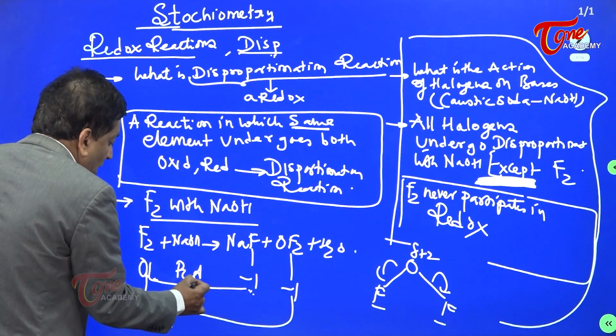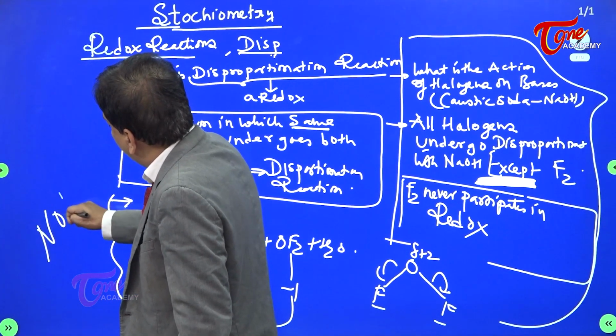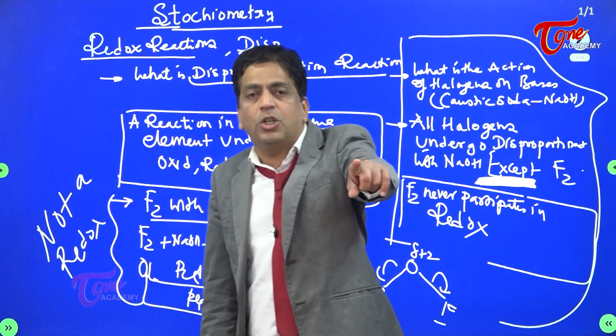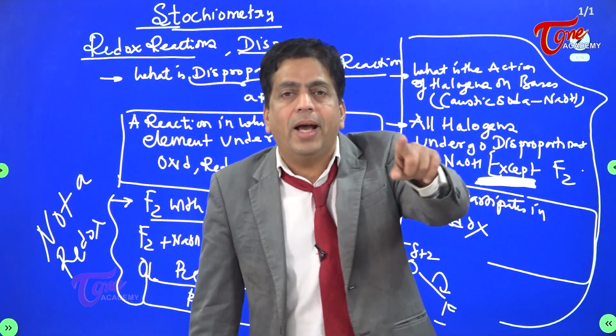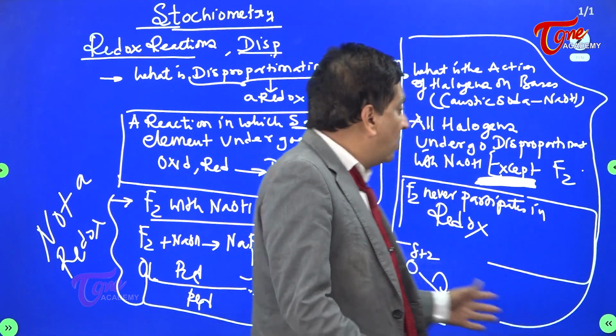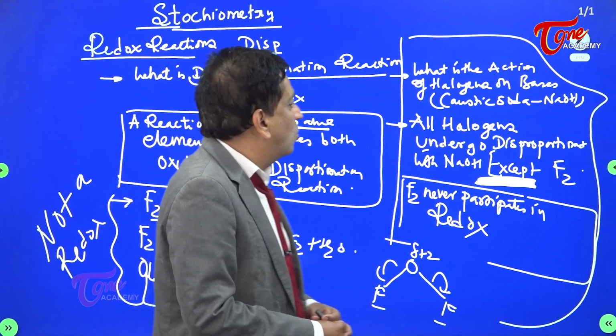This is reduction and this is reduction, and this is not a redox. That's a very important question which I'm telling you, you can bank on while writing your pre-engineering tests or pre-medical tests. So what is the question here? What is the action of halogens on bases?